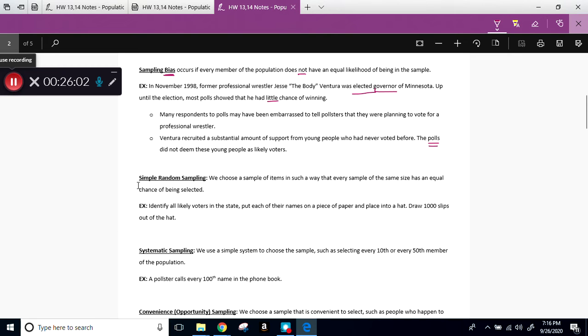Okay, so simple random sampling. These are going to be talking about types of samples. So let me write that in. Types of samples, or sampling, like the process of getting a sample.